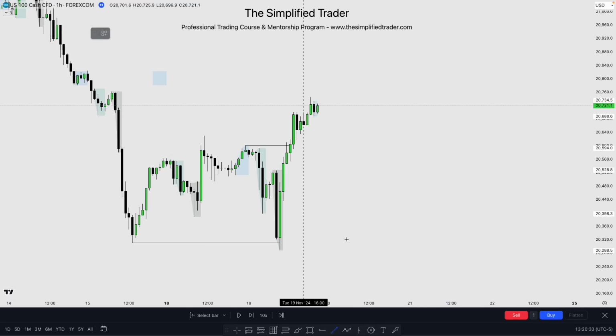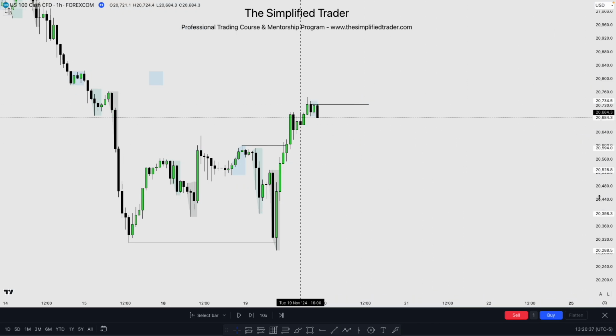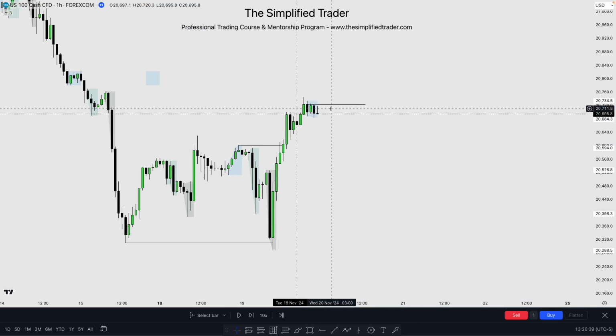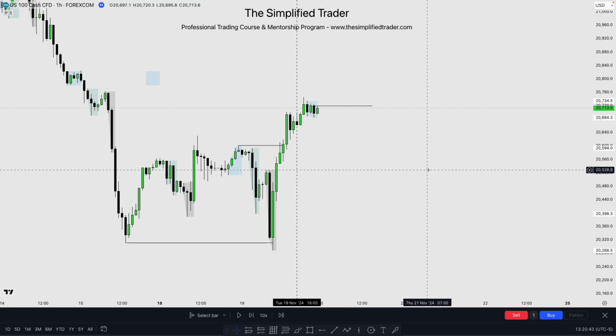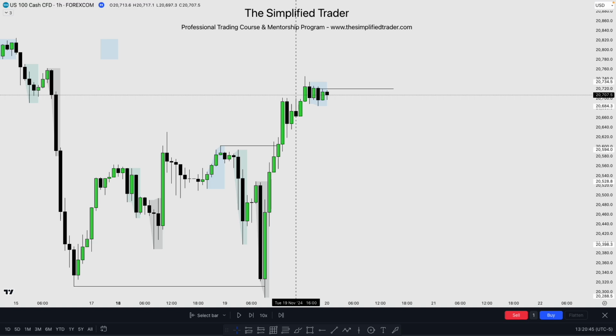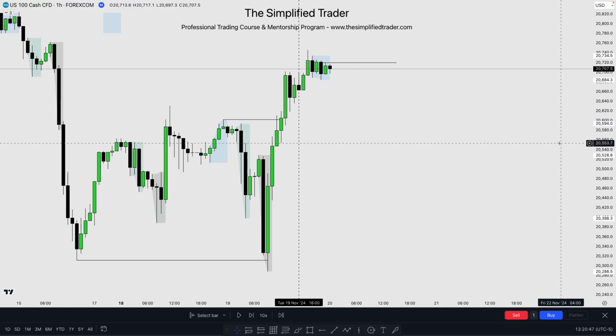What do we have? As soon as we close above this candle, our order block has been formed. Let's see what we get. We don't get that closure. We trade lower, so this moves down. We are waiting for that candle body closure above this line to get that valid entry.